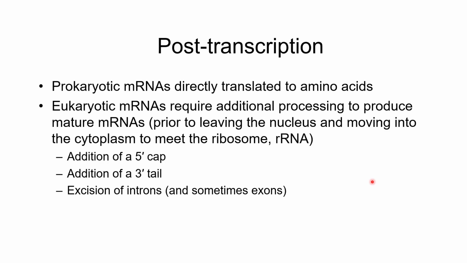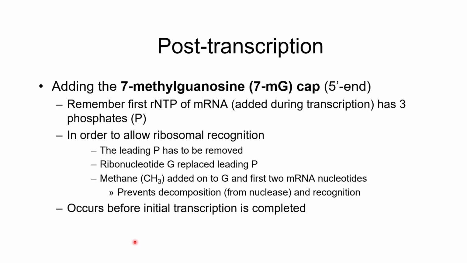The 3 post-transcriptional modifications that I want you to be aware of in eukaryotes are the addition of the 5' 7-methylguanosine cap, the addition of the 3' poly A tail, and the excision of introns. So let's start with our 7-methylguanosine cap. So this gets added onto the 5' end.